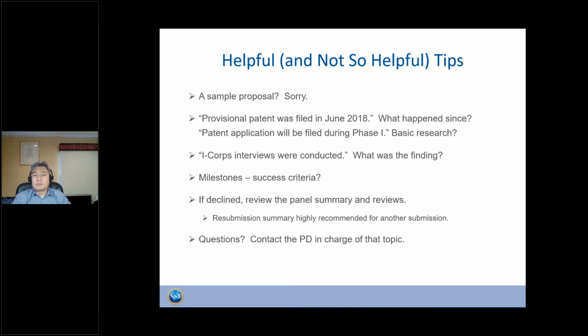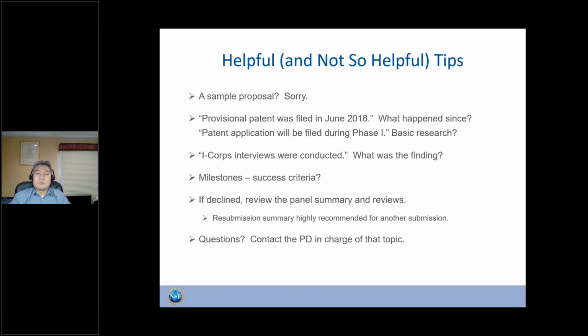But if you can talk a little more about this I-Corps interview, if you interviewed just 10 people, that's going to be very different from interviewing 100 different people. So just being able to discuss that finding a little bit more in depth might give our reviewers some additional details around this and help them understand the depth of the interviews that you've done and the need that you've found through these interviews.